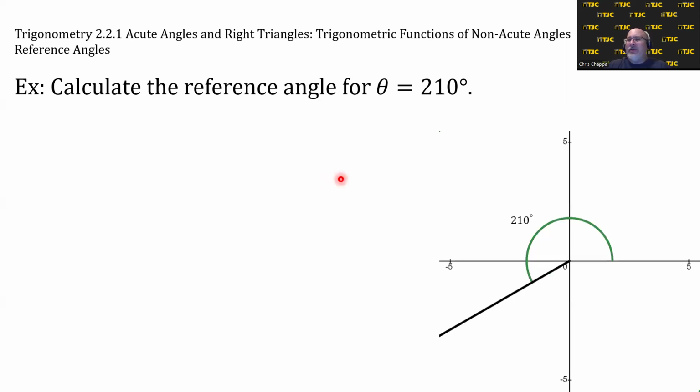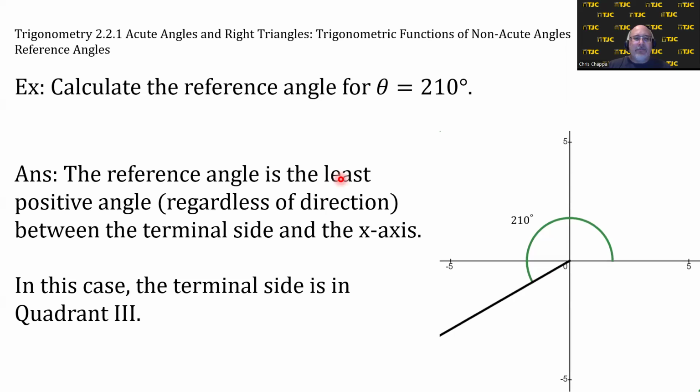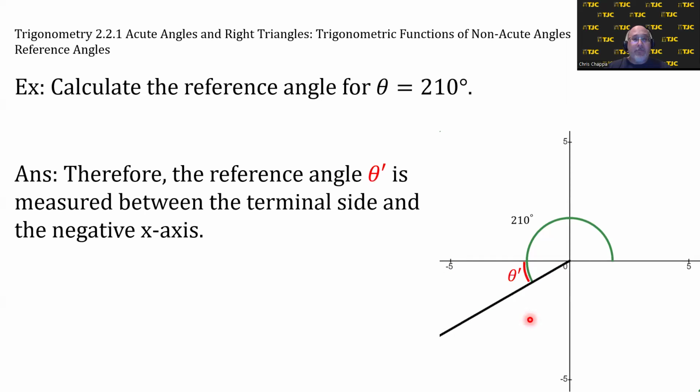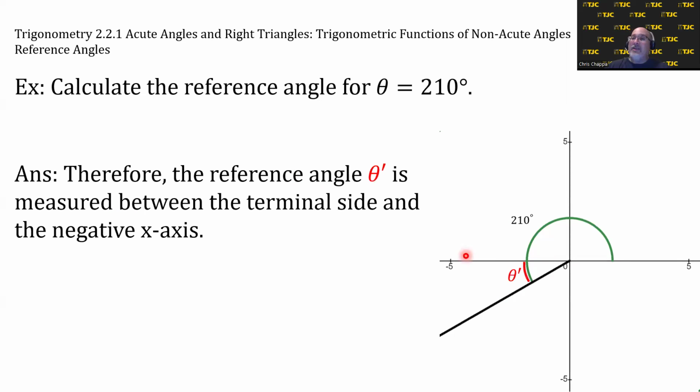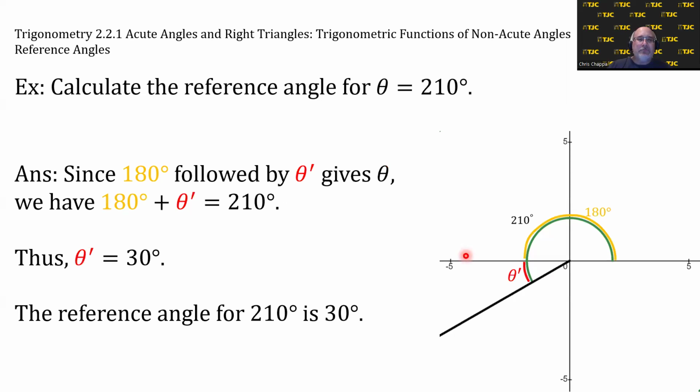How about theta equals 210 degrees? Well, to calculate that reference angle, we have to find the smallest positive angle between the terminal side, which is in quadrant 3, and the x-axis, in this case, the negative x-axis. That will be in this little corner here in quadrant 3. We'll call it theta prime and mark it red. And how do we find it? Well, not to give it away, but if you look at it closely, it goes beyond the green angle by a certain amount.